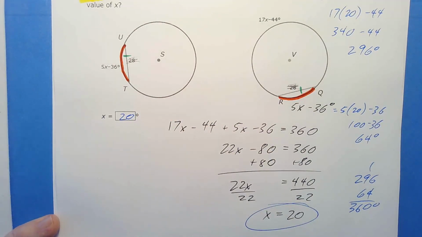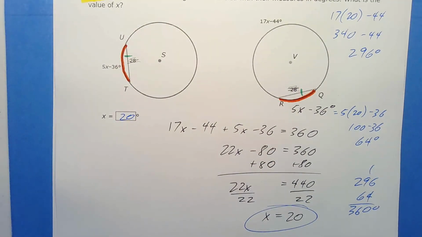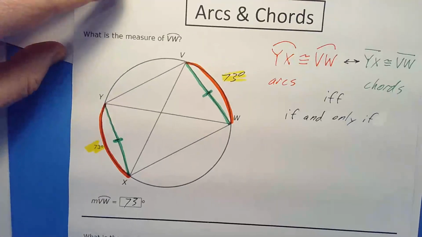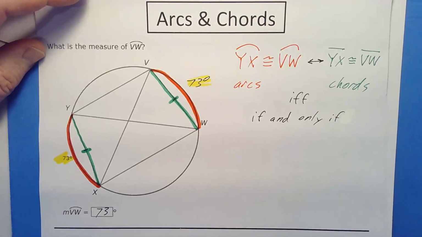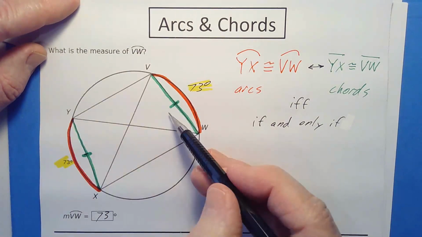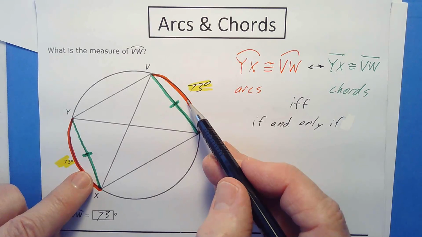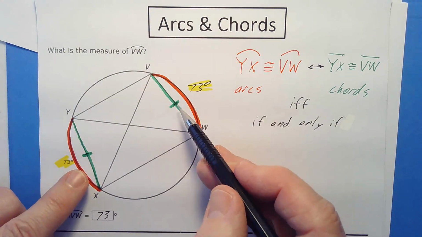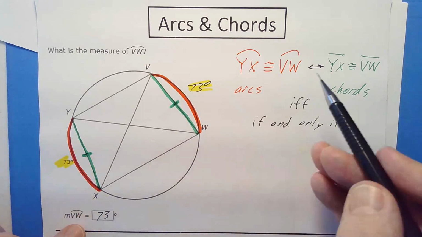All right, awesome. So that's what we have for today. Again, just remember the key point for today: when you have congruent chords, you know that the arcs are congruent, and vice versa. Congruent chords result from congruent arcs. It goes back and forth.